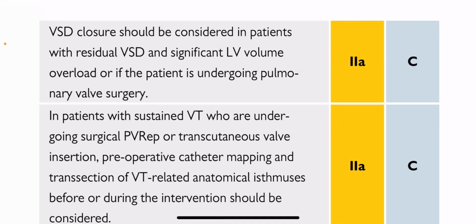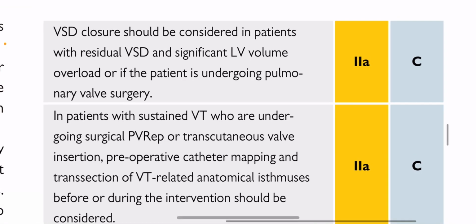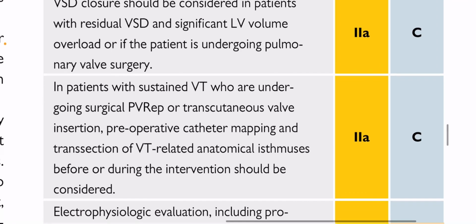VSD closure should be considered in patients with residual VSD and significant LV volume overload, or if the patient is undergoing pulmonary valve surgery. In patients with sustained VT who are undergoing surgical pulmonary valve replacement or transcutaneous valve insertion, preoperative catheter mapping and transection of VT-related anatomical isthmuses before or during the intervention should be considered, class 2A recommendation.